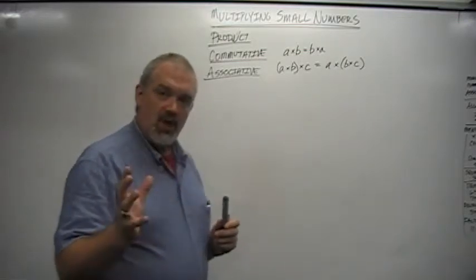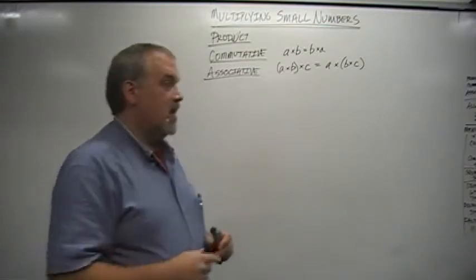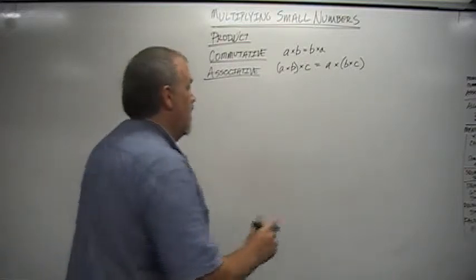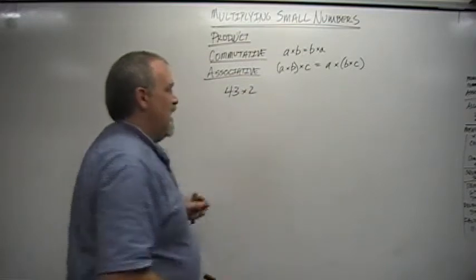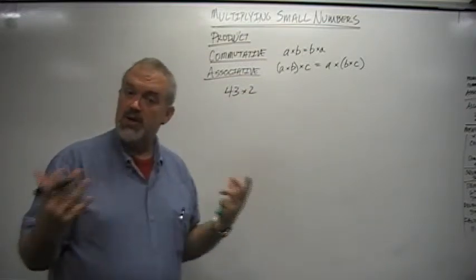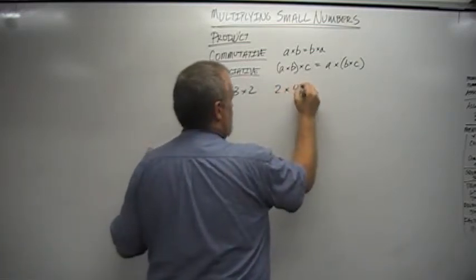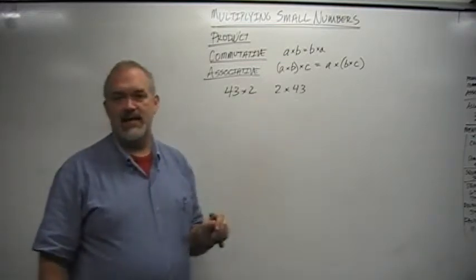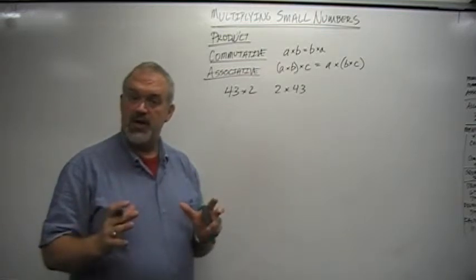And the commutative law and the associative law in combination can help you with this. So let's say, for example, that we had a problem like this, 43 times 2. Now, that might be a little harder. If it helps you, you can always use the commutative law and change the order. 2 times 43, and maybe that makes more sense to you and you can recognize that that's 86. Okay? That's one mental strategy you can use.